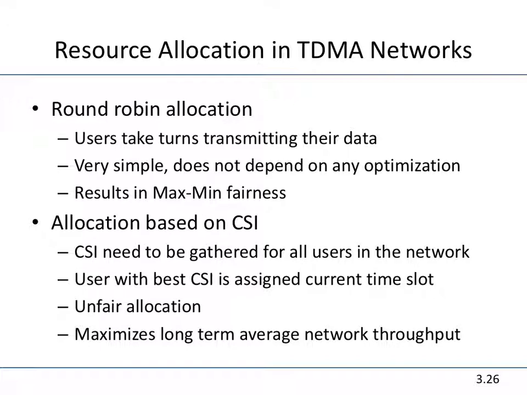Okay? So allocation based on the CSI, this is the other extreme. If we allocate round robin, we are completely fair, but we're not in any way close to being opportunistic. Allocation based on CSI is totally opportunistic, but it's not fair.